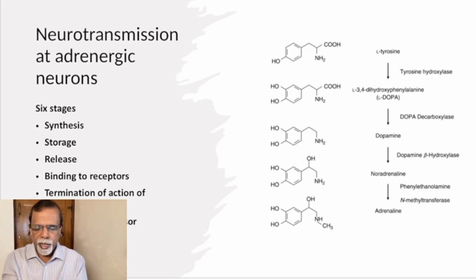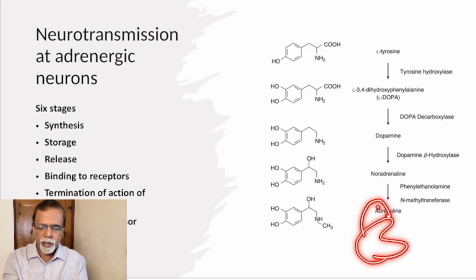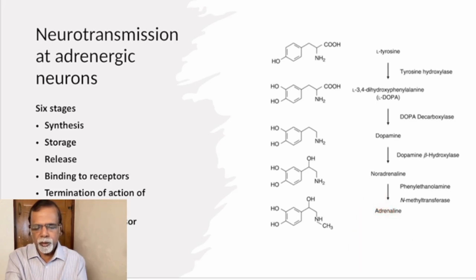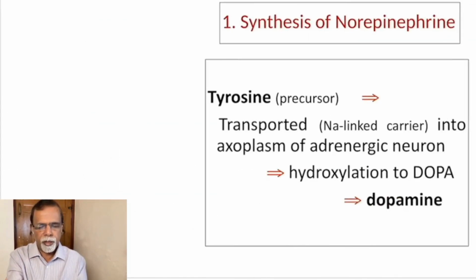Noradrenaline is N-methylated. N-methyl transferase acts on noradrenaline, which forms adrenaline. This occurs in the adrenal medulla. So in the adrenal medulla, noradrenaline is converted to adrenaline, methylated into epinephrine. From the adrenal medulla, the release of norepinephrine is 20% and epinephrine is 80%.